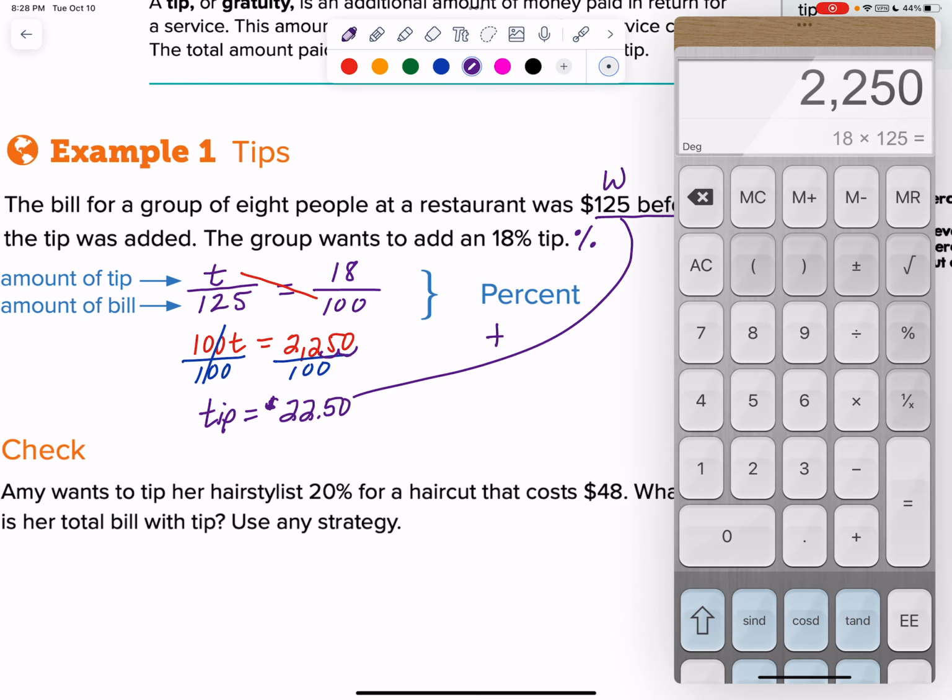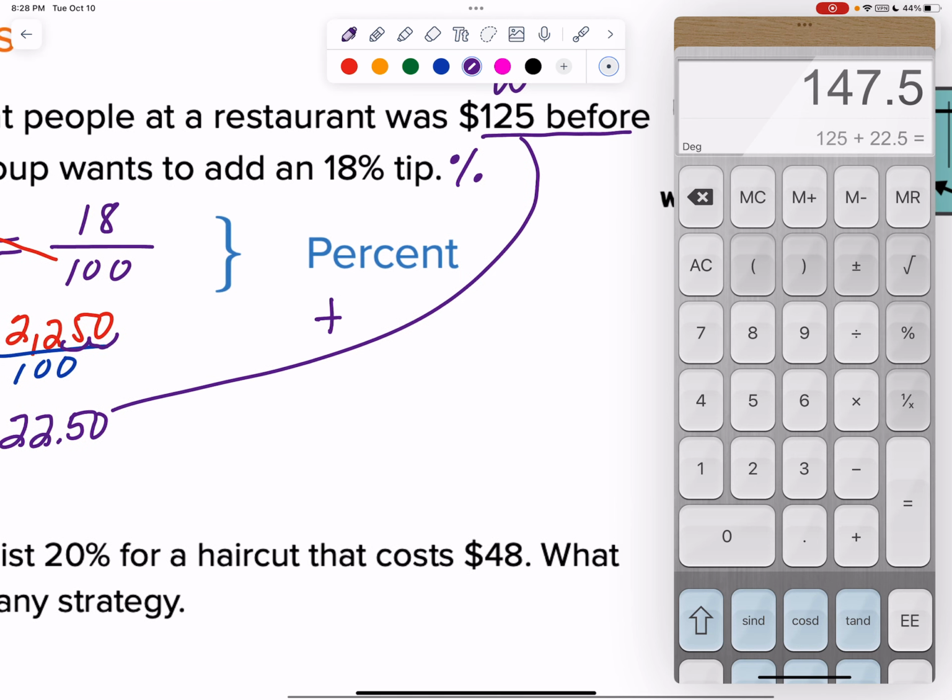And so we have $125 for our meal plus the $22.50 tip. And 18% is pretty typical. Nowadays, 18 to 20% is sort of what's expected for a tip. It used to be 15%. So $147.50 total is our total bill plus tip.